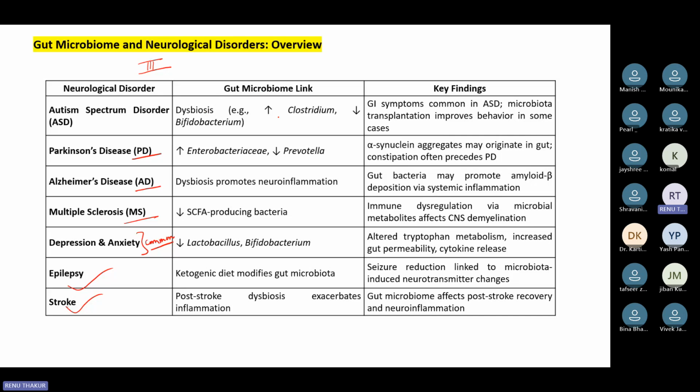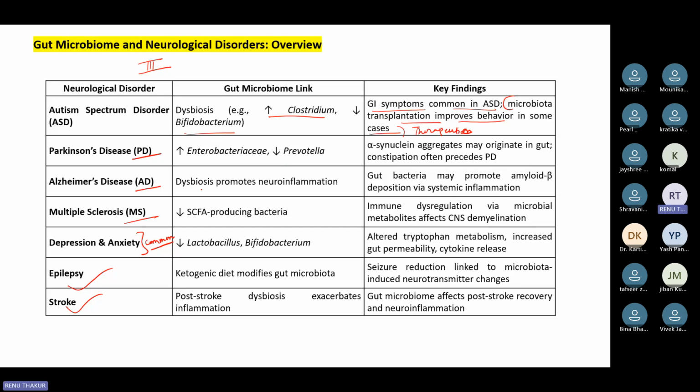If dysbiosis increases, whose concentration will increase? Clostridium concentration will increase and Bifidobacterium concentration will decrease. You can also have GI symptoms, which are common in ASD. This is the major symptom of ASD, autism spectrum disorder. Now, microbiota transplantation improves behavior in some cases. These are the therapeutic approaches. If there is a disease, obviously there will be therapeutic options. And in Parkinson's disease, there is an increased amount of Enterobacteriaceae and a decreased amount of Prevotella.